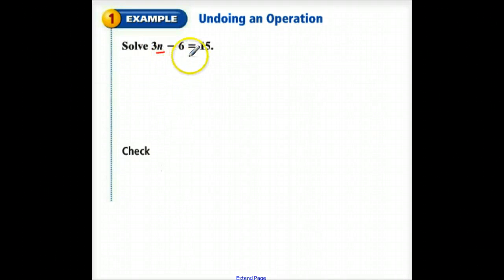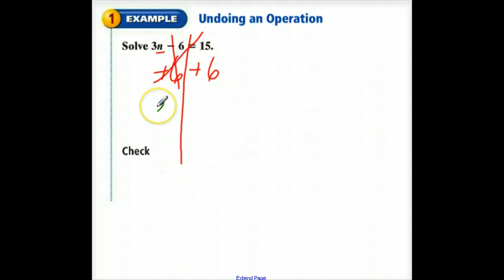First step, get rid of your constants. In this case, negative 6 is a constant. It has no variable. You can look at this as negative 6 or subtract 6. Either way, the opposite operation would be adding 6 to both sides. In doing that, my negative 6 and positive 6 eliminate each other. I'm left with just 3n on this side of my equal sign. 15 plus 6, I get 21.